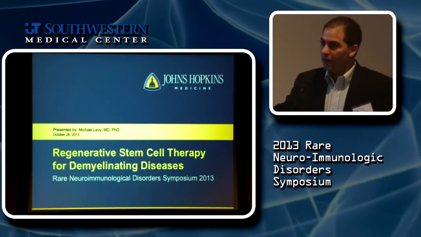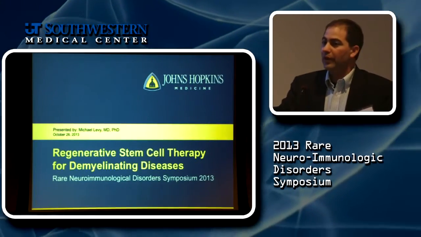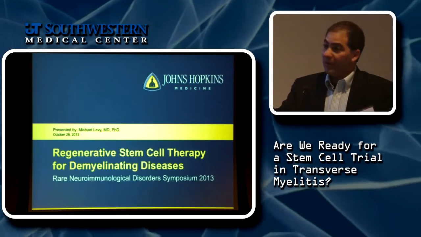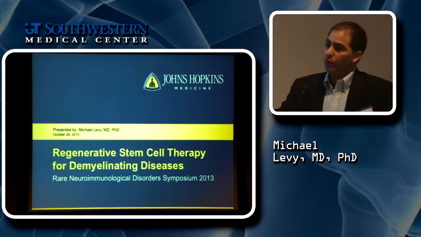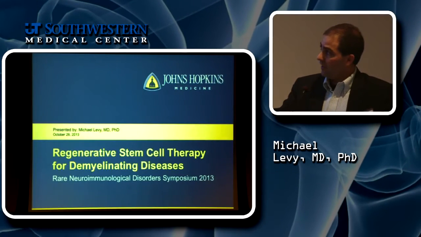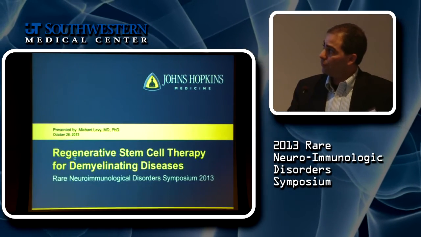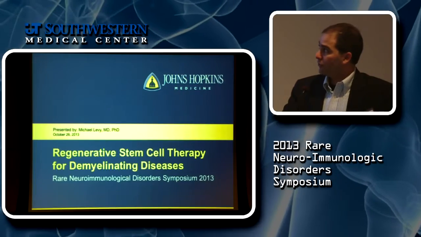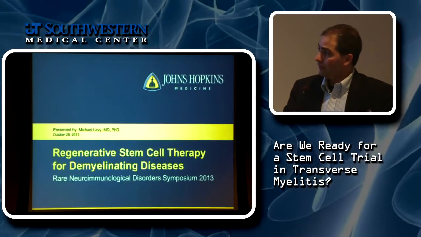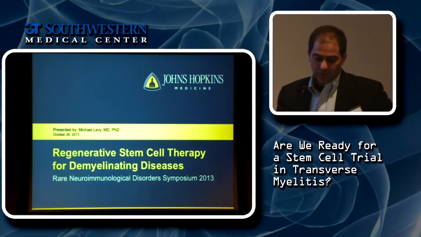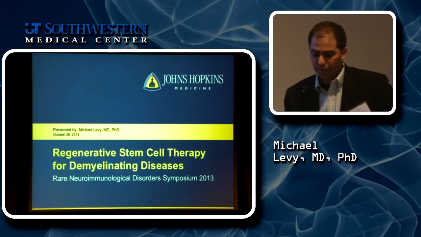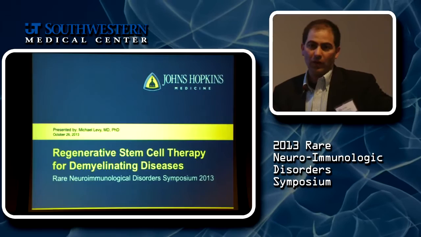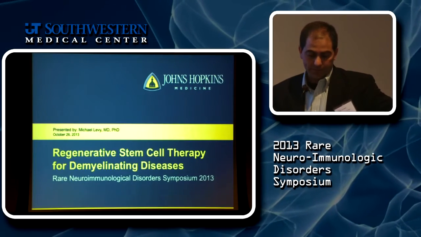So we heard a lot about different approaches to recovery. There are medications, there's physical therapy. The other approach that we're taking is to try to actually regenerate the damaged spinal cord using stem cells. And I'm going to emphasize the regenerative aspect of this stem cell approach because there's still a lot of confusion out there about what kind of stem cell trials there are.